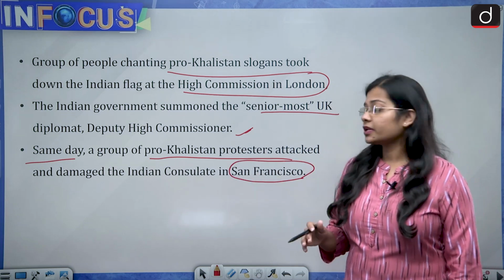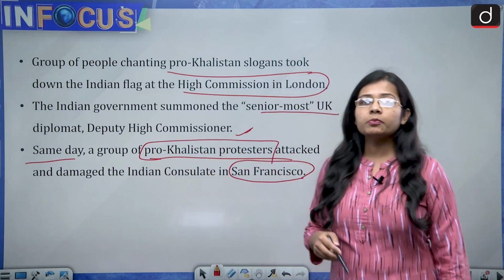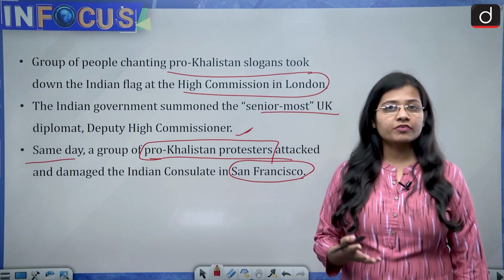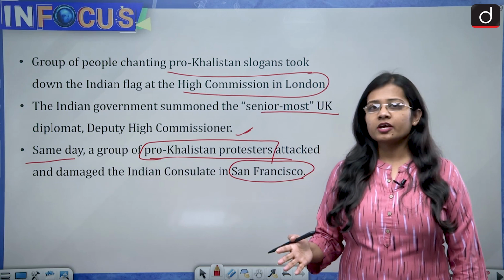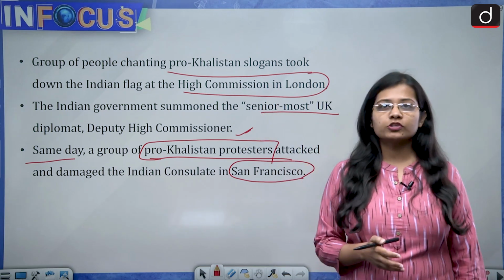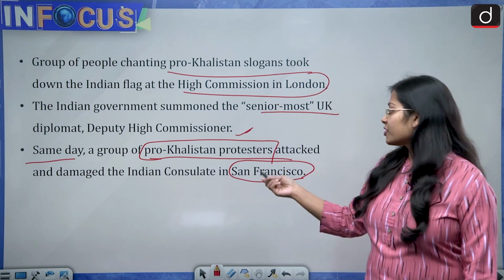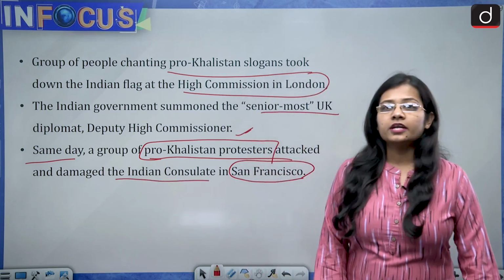So the pro-Khalistan protesters, the people who are asking for a separate Sikh state, that is the state of Khalistan, are protesting all over the world. In India they are protesting, then in the UK, as we all know, the Indian flag was taken down by pro-Khalistan followers. Then in San Francisco also the Indian consulate was attacked and damaged.